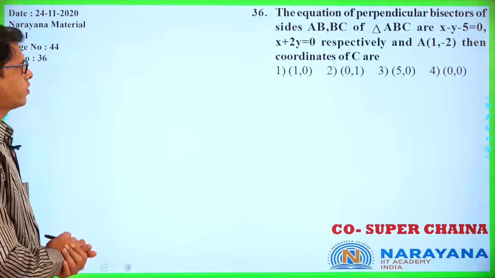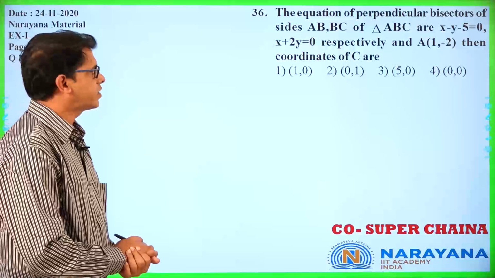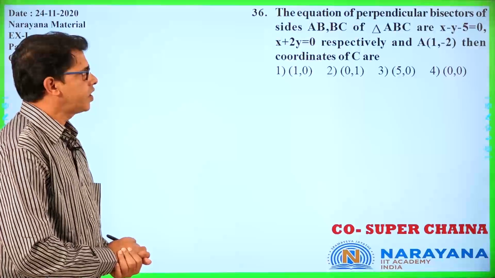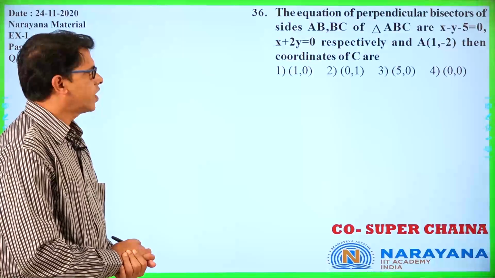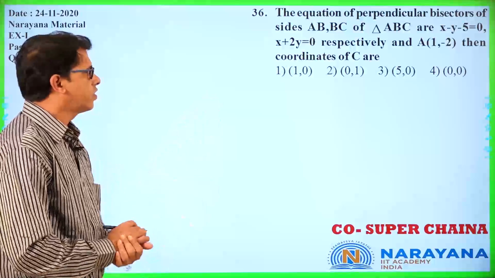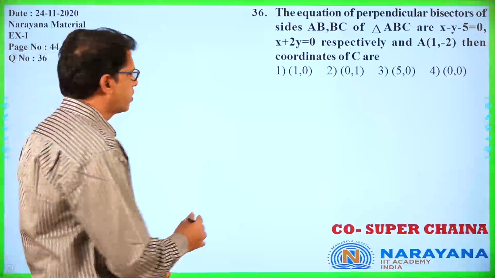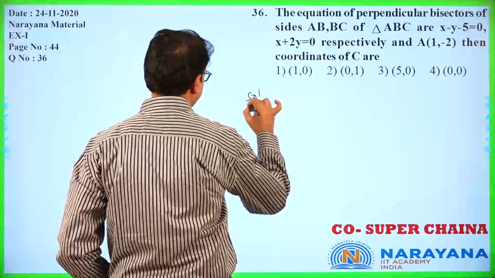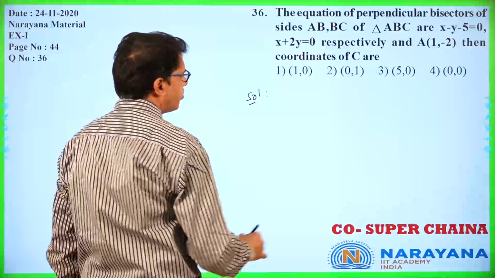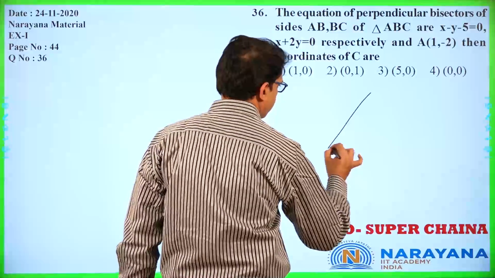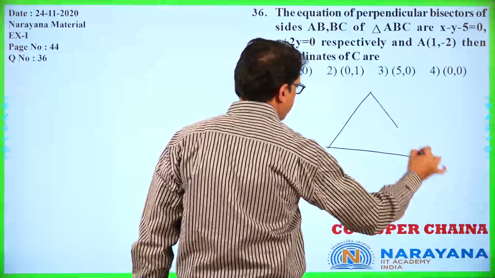Here the equations of the perpendicular bisectors of sides AB and BC of a triangle are given, and the coordinates of A are given. So we have to find the coordinates of C. See here, take the triangle ABC.